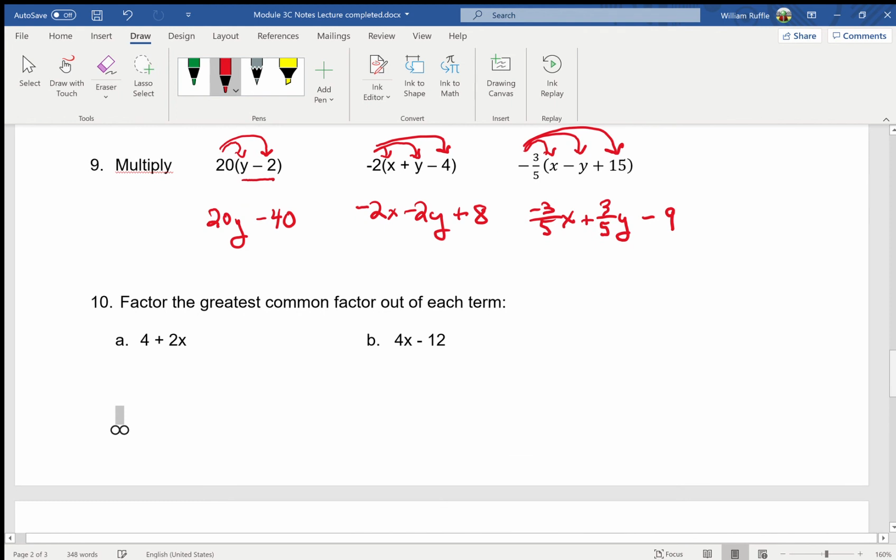Now, this next part here is the exact opposite of these last two things that we were doing. Here, I was distributing the 20. Now, this time, I want to find the common factor and factor it out. Now, 4 and 2 are both divisible by 2.